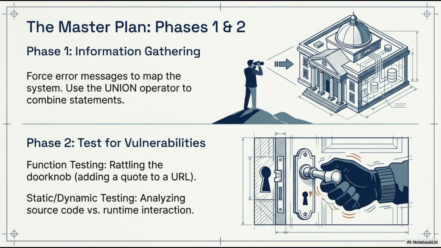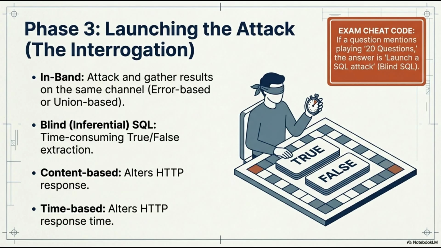Once the vulnerabilities are mapped, the attacker moves to execution. Let's look at slide 6, phase 3, launching the attack, the interrogation. The sources divide attacks into 2 main categories based on how the data is retrieved. First is in-band SQL injection, which is the most straightforward. The attacker uses the exact same communication channel to inject the malicious code and gather the extracted results. Error-based and union-based injections are classified as in-band.